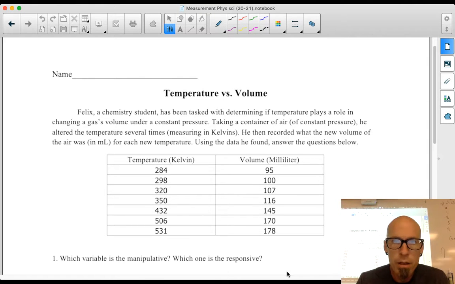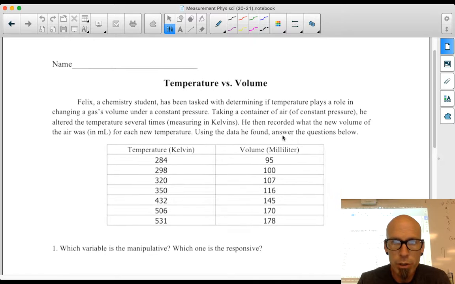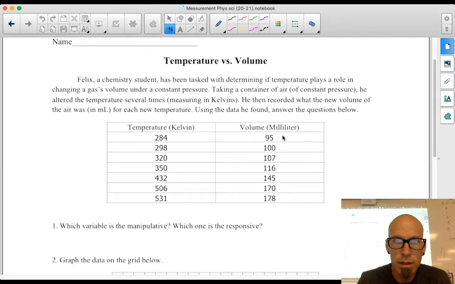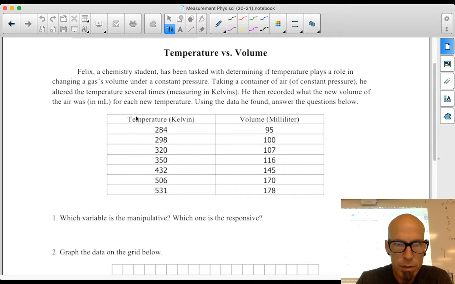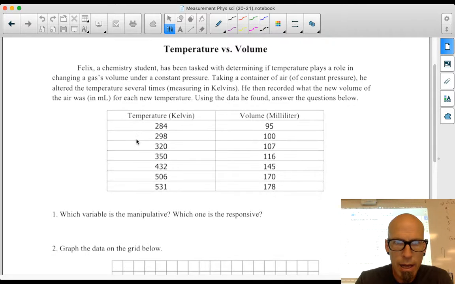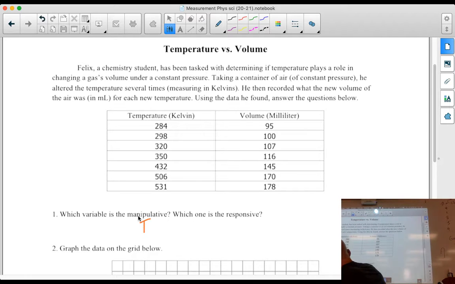So this was the final practice we were going to do before taking the quiz. Now, I saw a lot of things that people were still making mistakes on in this example, so let me talk about a few of those. First of all, before you left the day this was assigned, we had talked about how temperature is the manipulative. Temp is the manipulative, and the responsive is volume.